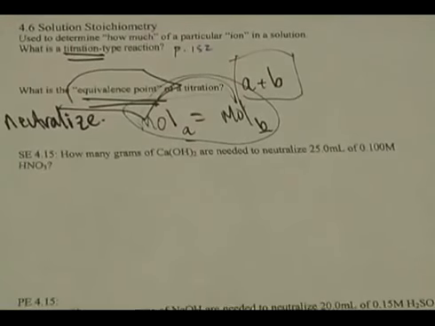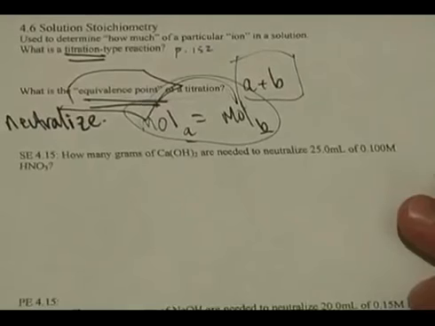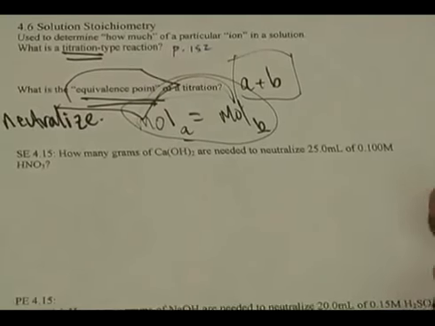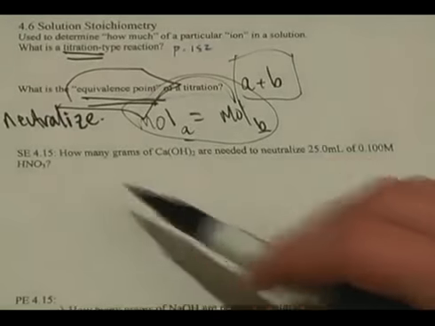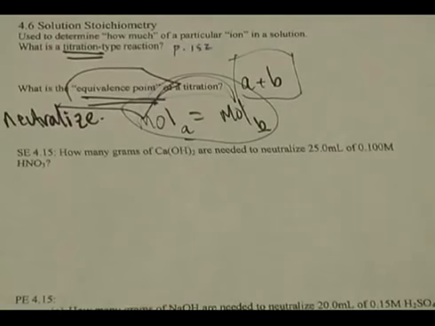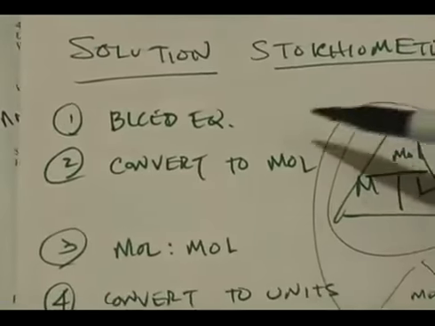Make sure that you have this sheet of paper out and you can follow along with it, and have your periodic table and calculator along too, and you can try them as well. Sample exercise 4.15. How many grams of Ca(OH)2 are needed to neutralize 25 milliliters of 0.1 molar HNO3? Step number 1, write the balanced chemical equation.